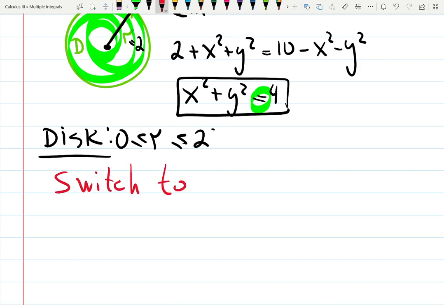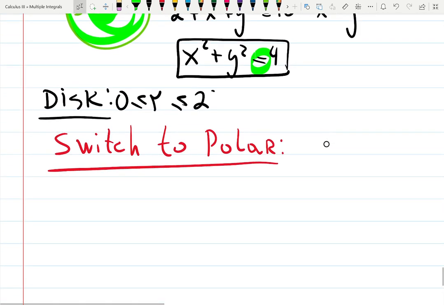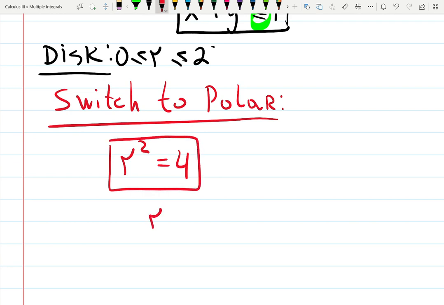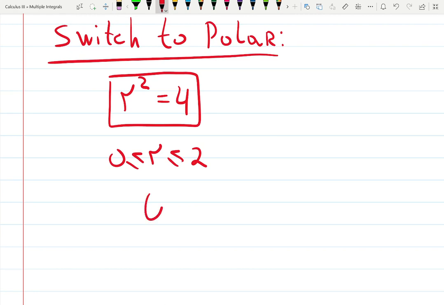Switch to polar for double integrals. And we just learned how to do it before the exam. x squared plus y squared equals 4 becomes what? Who remembers? r squared equals 4, because x squared plus y squared is r squared. So r squared equals 4, that's the equation. r is still running from 0 to 2, but it is not yet known what is happening with theta.